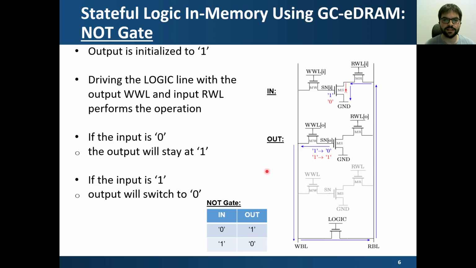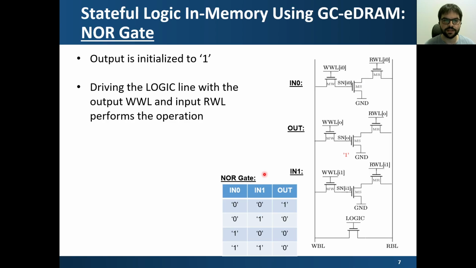This idea can be extended to implement a NOR gate. The basic idea is the same. We initialize the output to logical 1. And again, we drive the logic line and the write word line of the output and the read word line of the inputs. Here we have basically two inputs. You can see it's the top row and the bottom row.